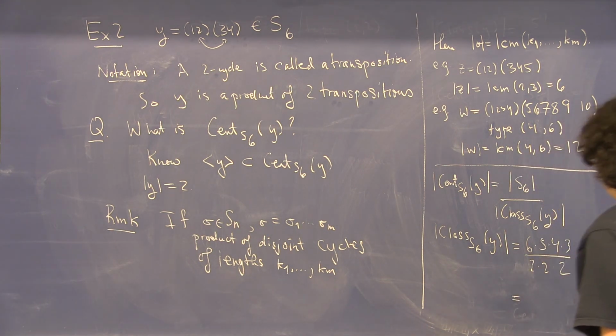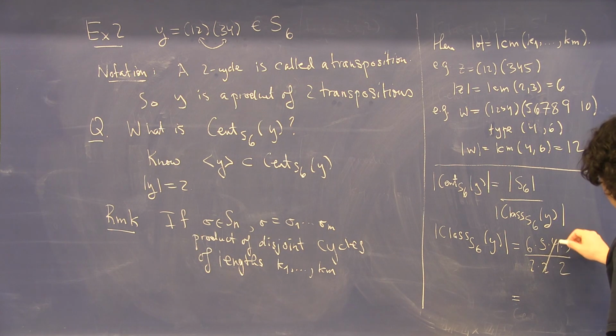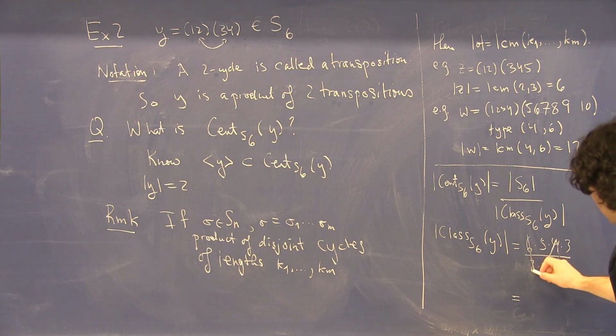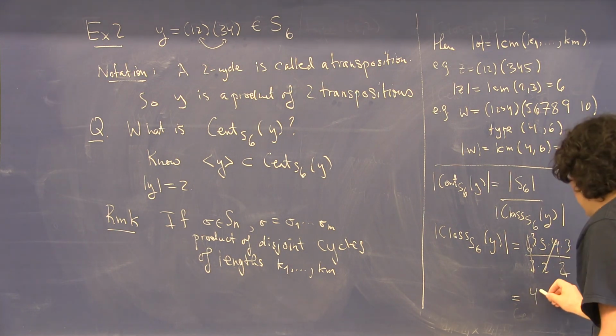Okay, so now we do this division. This 4 cancels out with these 2 2s. And this 6, the 2, I have a 3 left. So the size of the conjugacy class is 3 times 3, which is 9, times 5 is 45.